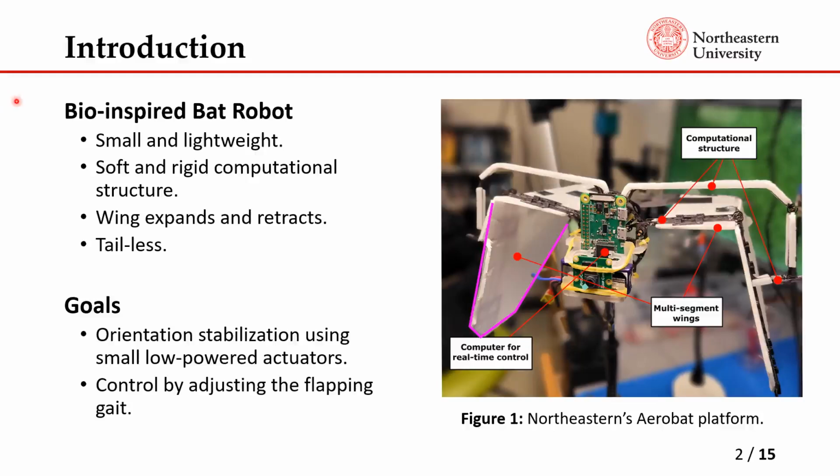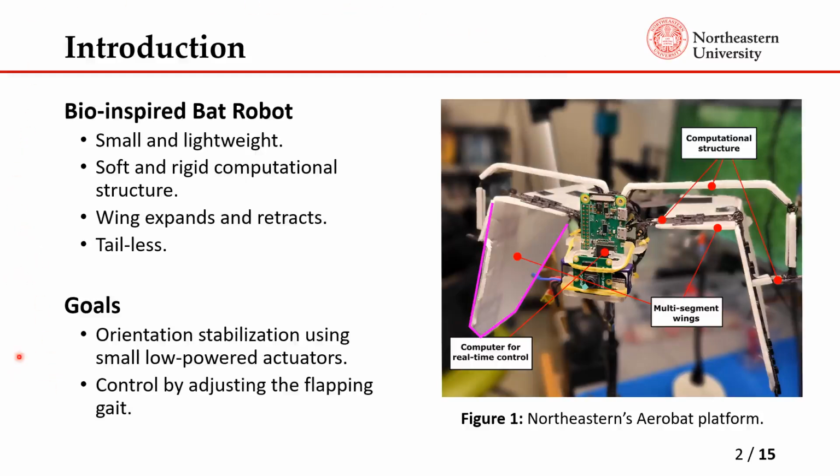We have a bio-inspired bat robot shown here, which is small and lightweight, weighing only about 40 grams. It has a soft and rigid computational structure, which forms the linkages that define the flapping gait. It has a dynamically morphing wing that can retract and expand in the middle of the gait. It retracts during upstroke to minimize negative lift, and expands during the downstroke to maximize lift generation. And since it doesn't have a tail, controlling its orientation is a challenge.